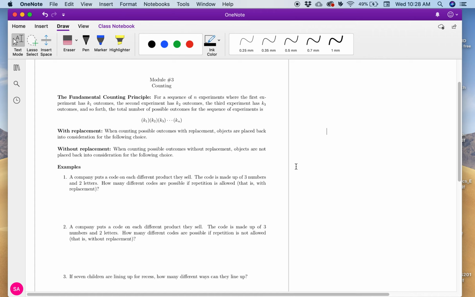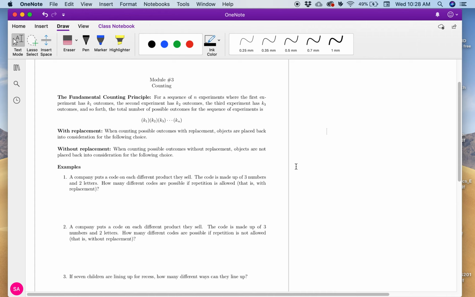Often we will use these terms of with replacement or without replacement. With replacement means when we're counting possible outcomes with replacement, objects are placed back into consideration for the next choice. And then without replacement, that means those objects are not placed back into consideration.